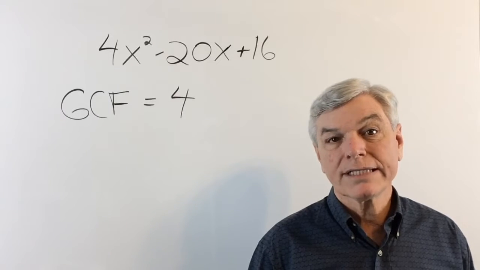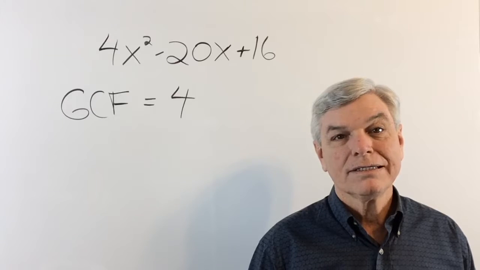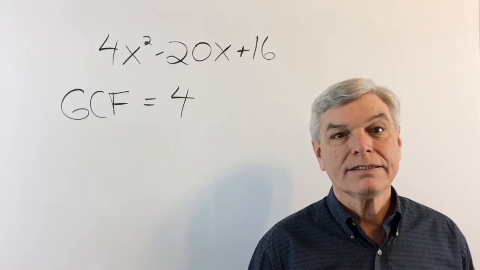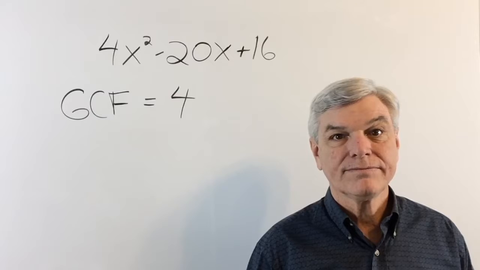So our greatest common factor is 4. We don't have anything greater than that. Now let's try another one.